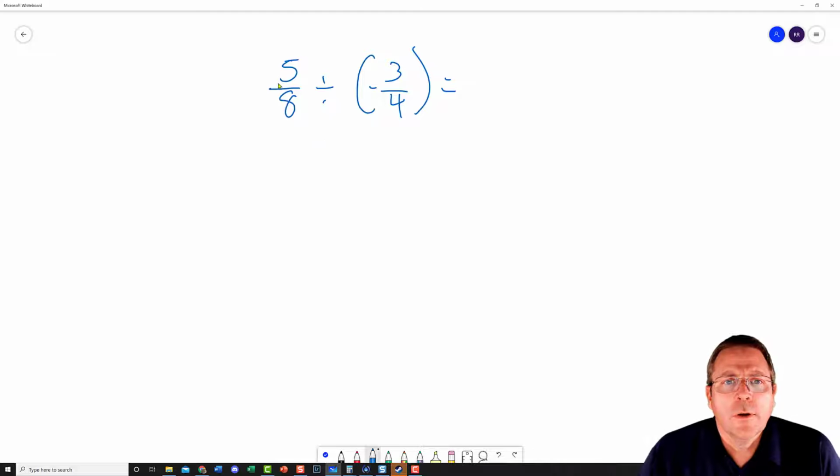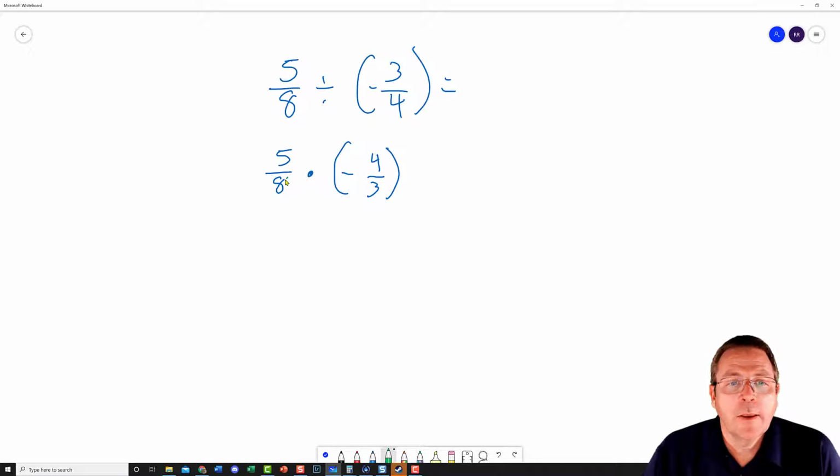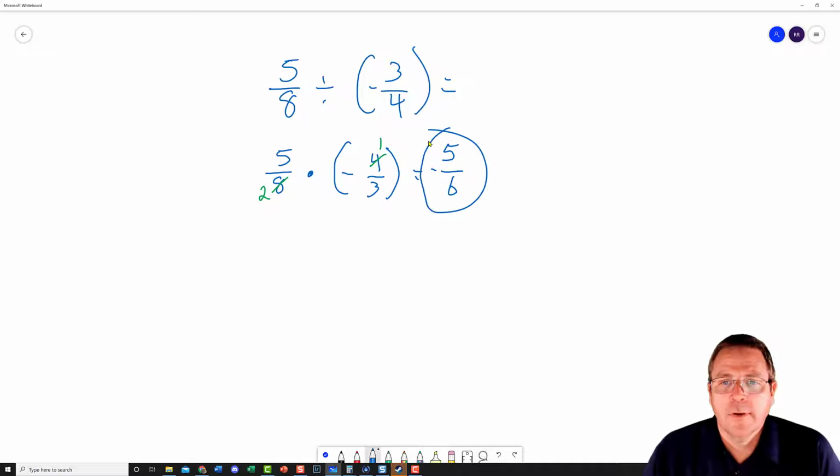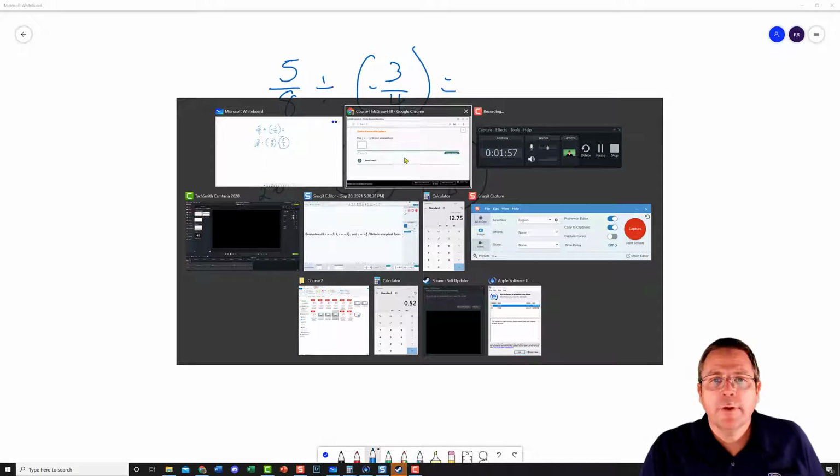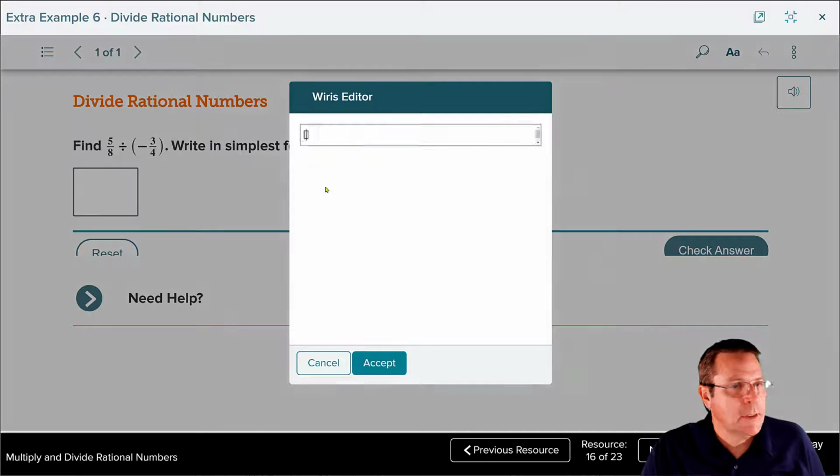So let's take a look here. We're going to keep the first number, 5/8, change division to multiplication, and flip or take the reciprocal of the second number, making it 4/3. Next, I'm going to simplify. 4 goes into 8 2 times, 4 goes into 4 1 time, and I'm going to multiply. 5 times 1, that's going to be 5. 2 times 3, that's going to be 6. Positive times a negative, that's going to be negative, for a -5/6 for my final answer, which I did circle.